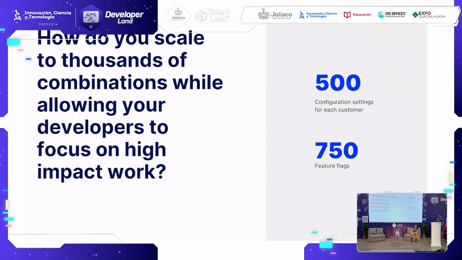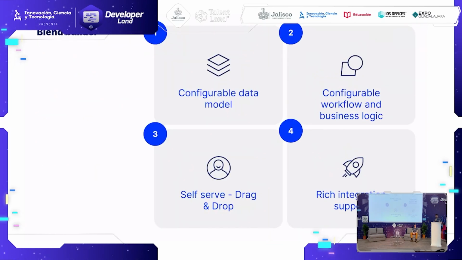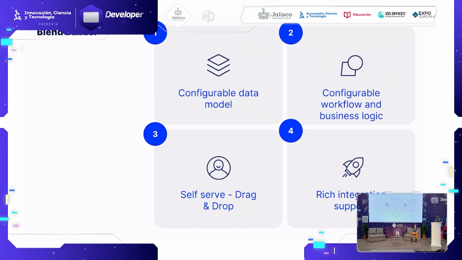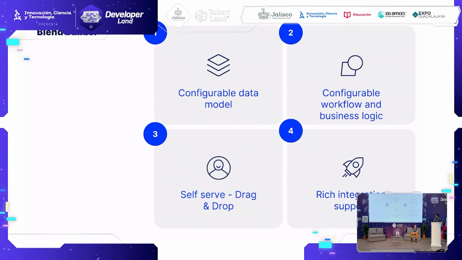Here are some quick numbers showing you the complexity of what we're managing. We have around 500 configurable data points that can be changed for each financial institution that we support. And we also have hundreds and hundreds of feature flags that we use to roll out features in a staged manner across our products. And you can imagine there's a combinatorial explosion with those two numbers. It's very difficult to test, difficult to maintain, and difficult to build. And so our solution to this is Blend Builder.